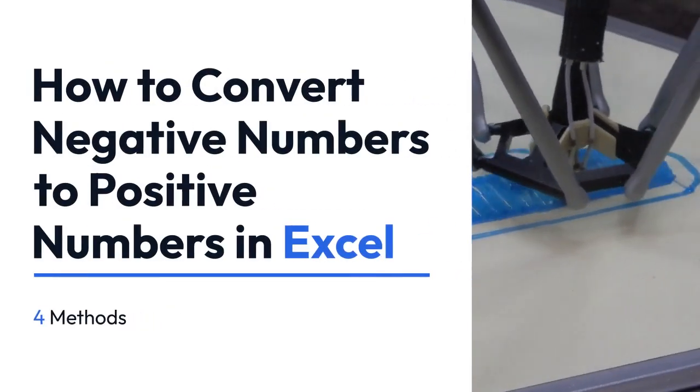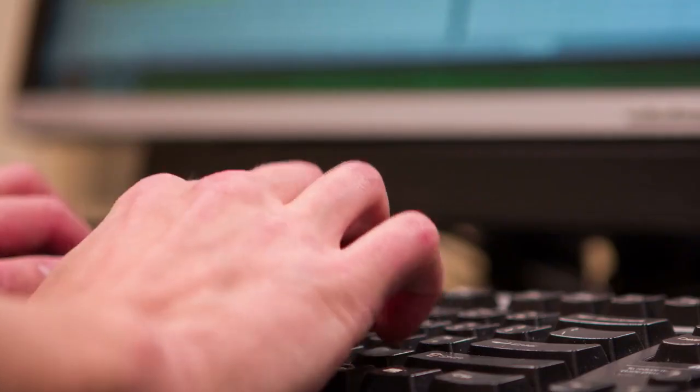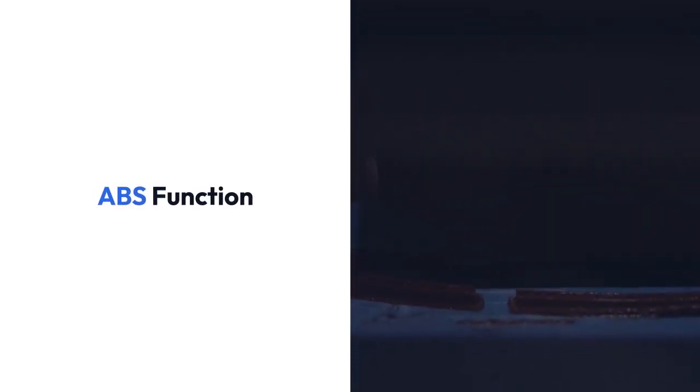We're going to explain how to convert negative numbers to positive numbers in Excel. There are several ways to achieve this, and we'll cover the most common and efficient methods. First, the simplest method is using the ABS function.